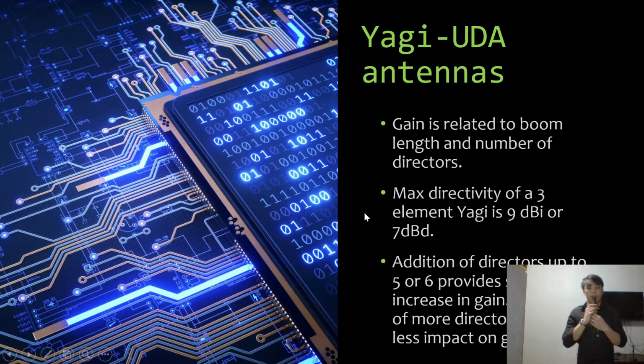So Yagi-Uda antenna gain is related to boom length and number of directors. The max directivity of a 3-element Yagi is 9 decibels or 7 decibels.